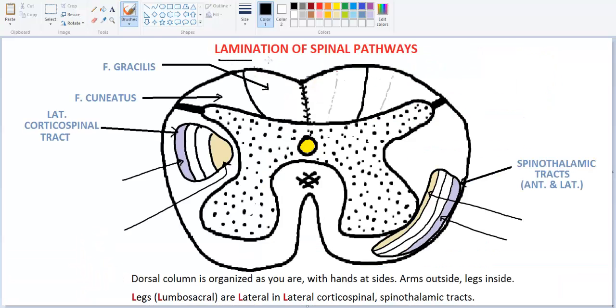Let's learn this lamination of the spinal pathways, and let's use this mnemonic right here to help us remember it. The dorsal column is organized as you are, with hands at the sides, arms outside, legs inside, meaning to say the inferior spinal segment fibers would be the most medial ones, and so the sacral fibers would be the most medial. Following laterally would be the lumbar fibers, and then the thoracic fibers, and then eventually the cervical fibers. What I would recommend is that you remember the dorsal column lamination with this mnemonic, and know that all other tracts that we read in the lecture today have the opposite arrangement of these fibers.